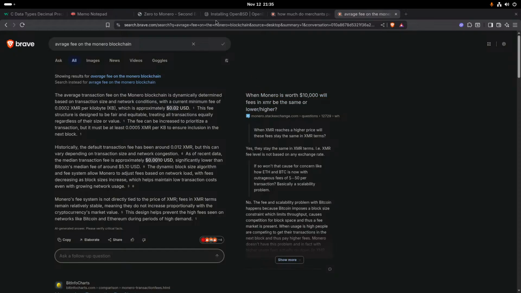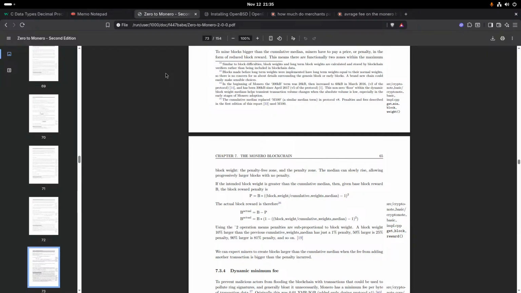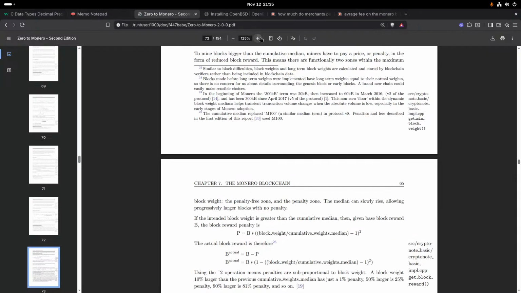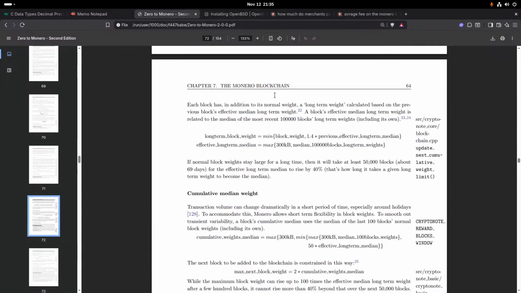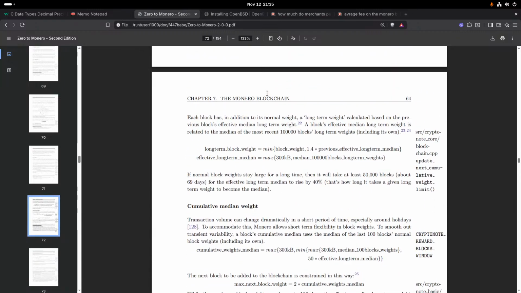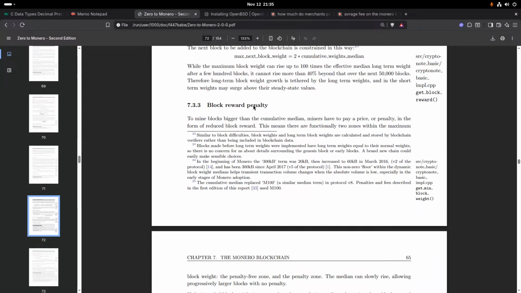Back to fees. So Monero fees. This is something to keep in mind: when you're using Monero, you're going to be paying fees. That's fine. On the Monero blockchain, each block has additional weight. Block reward penalty: to mine blocks bigger than the community median, miners have to pay a price or a penalty in the form of a reduced block reward. This means there are functionally 2 zones within the maximum.